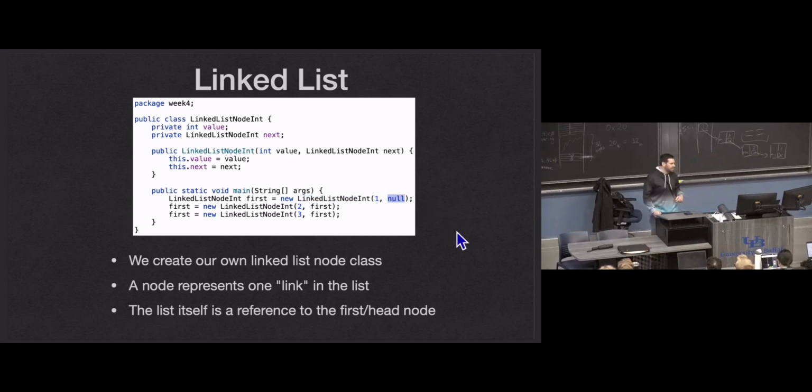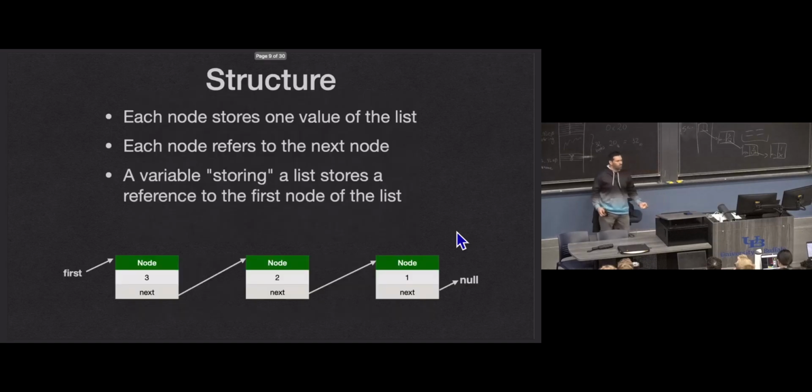So we end up with a list with the values 3, 2, 1, and it looks a little more like this when we visualize it. So the variable first stores a reference to the node with value 3, which stores a reference to the node with value 2, which stores a reference to the node with value 1, and its next is null, saying it's the end of the list. And each of these nodes can be anywhere in heap space, anywhere in memory. Any memory address the operating system decided to cough up when we asked for space, that's where these things are. We don't know where they are. We don't care where they are.